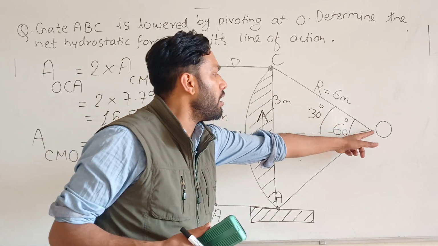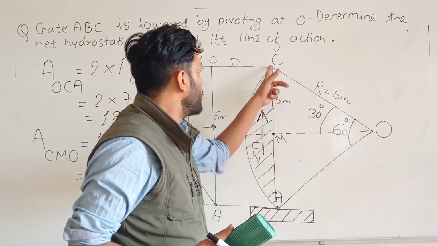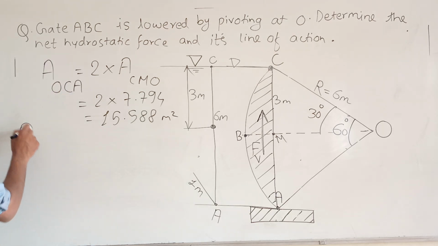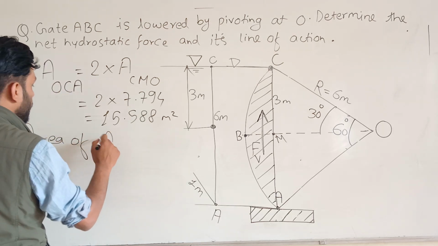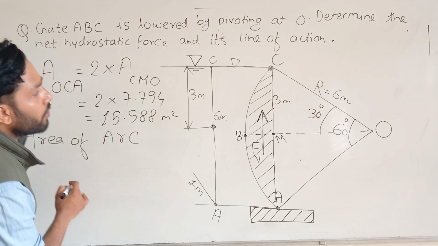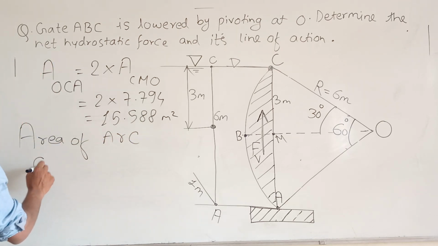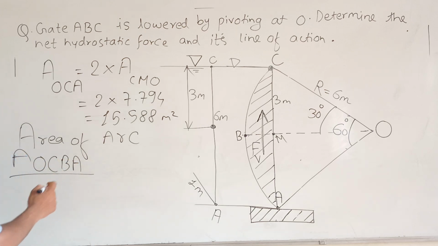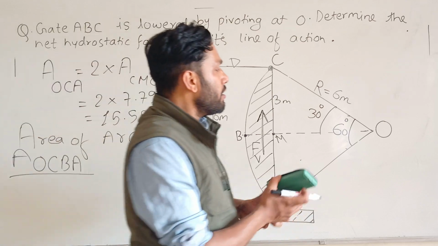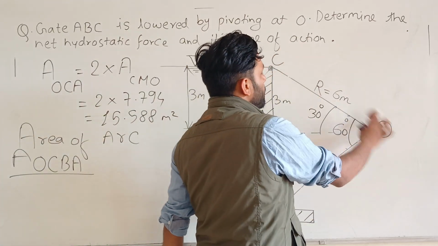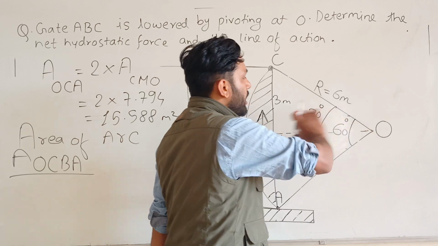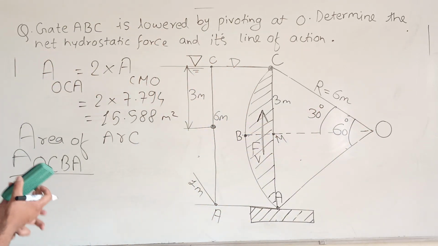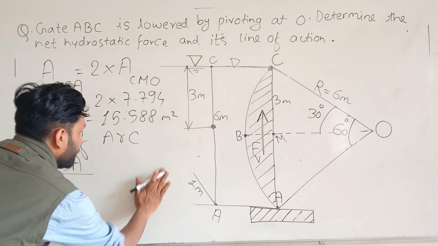So now let's find out the area of the arc OCBA. To calculate this one, we need to apply the concept that when the angle is 360 degree, the area is pi r square, and when the angle is 60 degree, the area is found simply by the unitary method. So let's apply the unitary method to find the area of this circular arc.